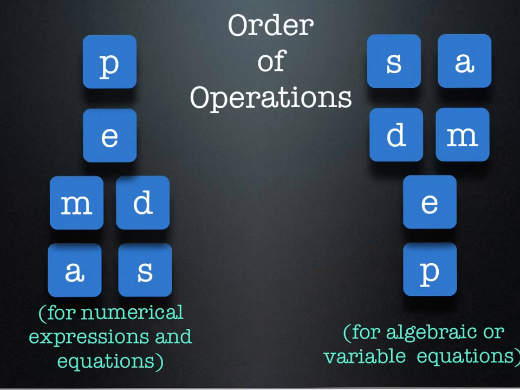The order of operations for algebraic or variable equations, you actually just flip it. So instead of PEMDAS, you can use the acronym SADME-P. Notice everything is in exact reverse order. So again, same thing, left to right, subtraction, addition, left to right, division, multiplication. So if multiplication comes before division in the equation, you'll do multiplication first. Exponents will come after these functions, and then finally parentheses.